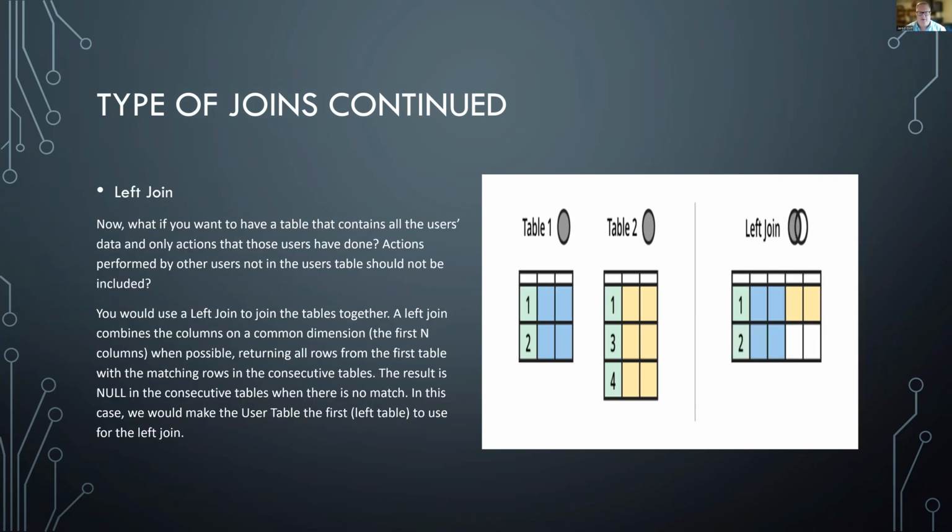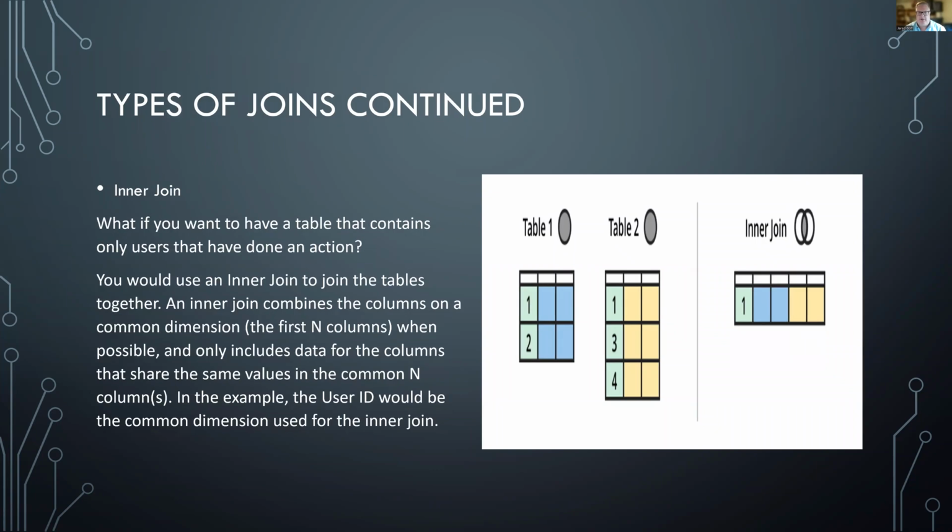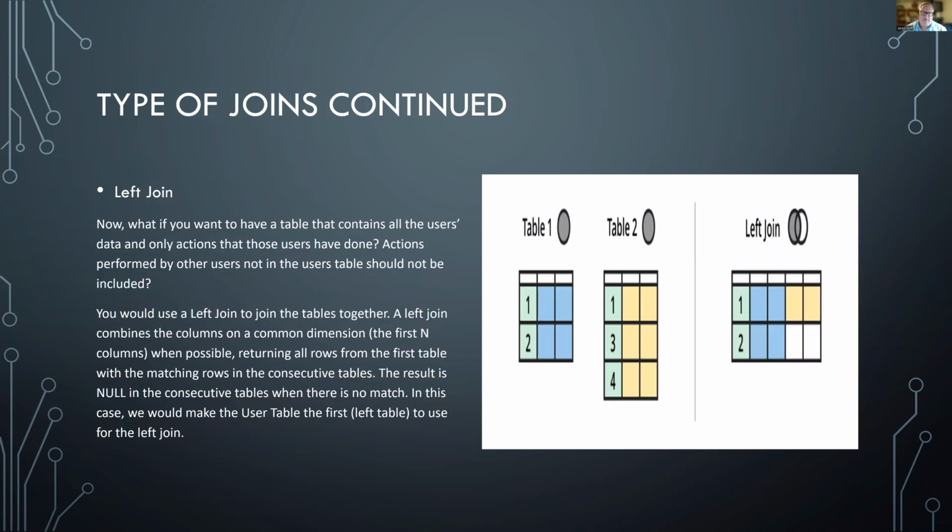So there's four main types: an inner join, a left join, a right join, and a full join. There are others, but these are the four main ones that we'll discuss in this teaching presentation.